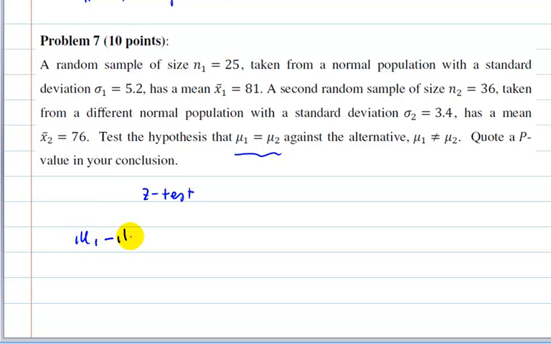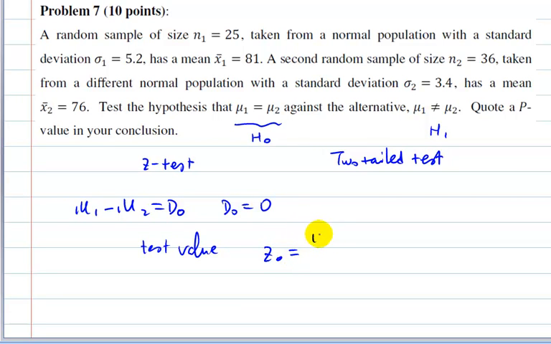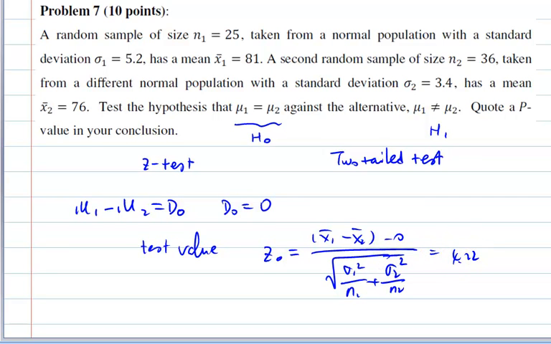But in our case, we generally think of mu1 minus mu2 equal to d naught or not. So in this case, basically the d naught equals 0. Then the rest of the work is fairly straightforward. This is your H naught, this is your H1. So you're looking at a two-tailed test. So calculate the test value z naught, equal to x1 bar minus x2 bar minus 0, over the root. You're going to have these equations later. Calculate this.